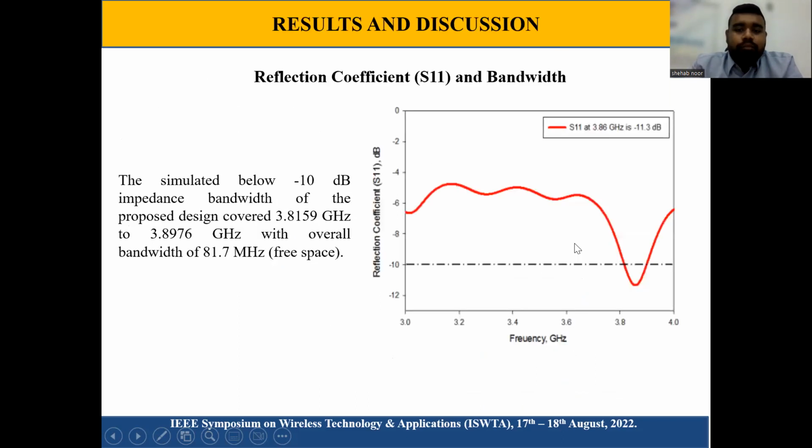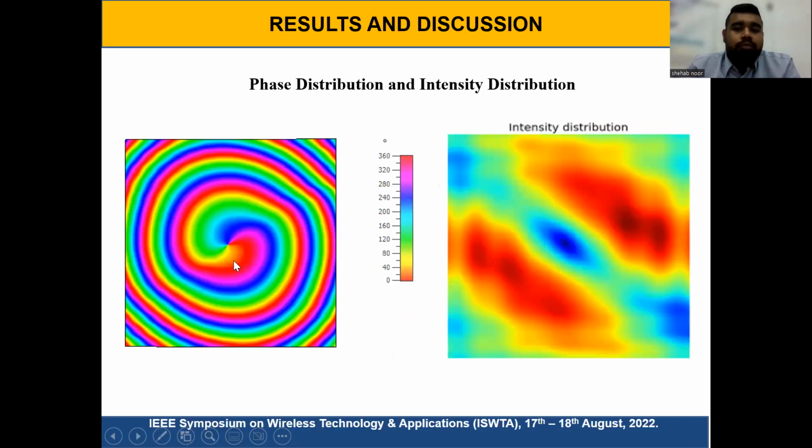Okay, so let's start with the results and discussion. The very first parameter that we checked is the S11. Our focus frequency range was 3.3 to 4.2, and we can see that yes, our proposed textile antenna operated within this frequency range with S11 below -10 decibels, and the bandwidth covered was around 81.7 megahertz.